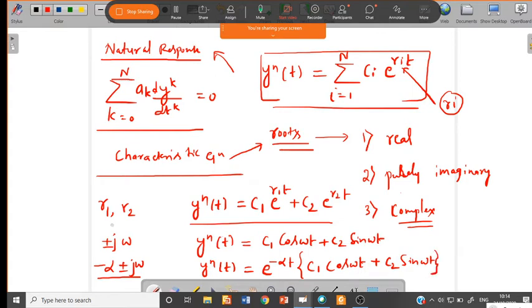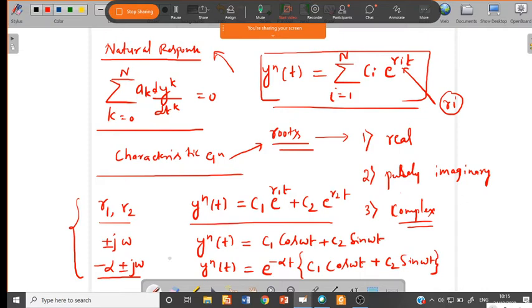Okay, so here I have taken only two roots. If there are more than two roots, you have to put the index i here and express the solution in the form of a summation, that is c1 plus c2 plus c3, going up to ci. So if the roots are more than 2, this is the solution; I am just writing for two roots. So this is the solution for the different types of roots: real, purely imaginary, and complex in nature.